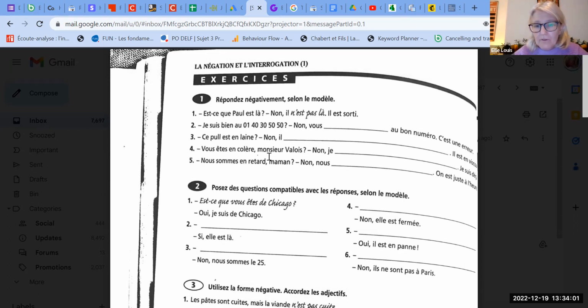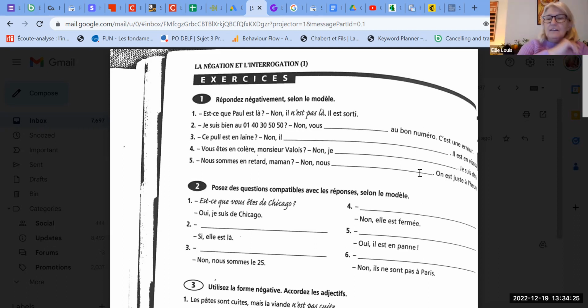Vous êtes en colère, Monsieur Valois? Are you angry, Mr. Valois? Non, je suis pas en colère. And notice it's je suis pas. When we write it down, it's je ne suis pas. But that would be when you were trying to really spell out to someone that you weren't something. But in normal everyday exchange, it's je suis pas.